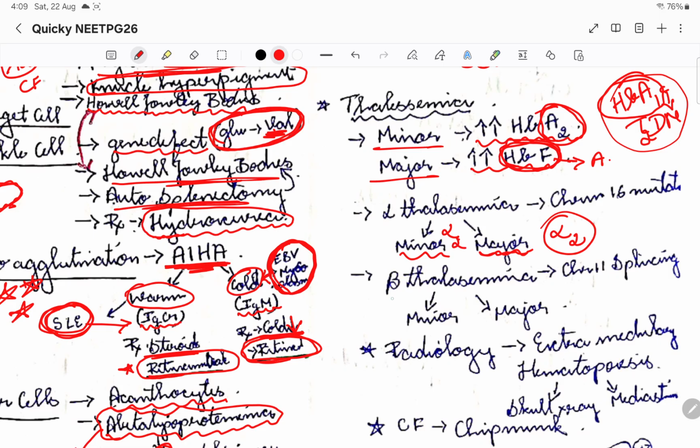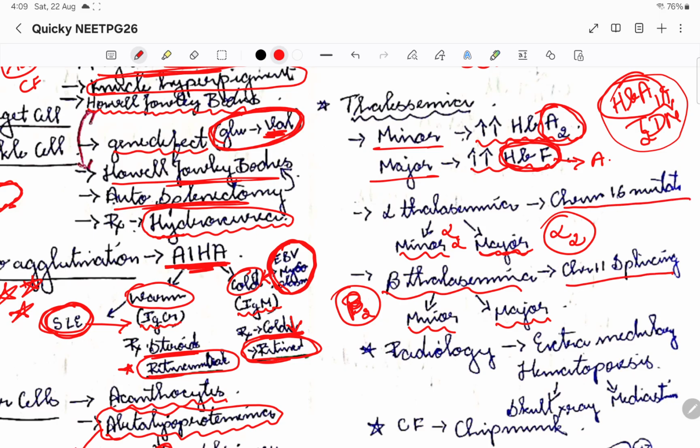Okay, that's it. Then beta thalassemia is where the beta chain is getting affected. Here it is going to be minor and major. So the chromosome involved here is chromosome 16 in alpha thalassemia, whereas chromosome 11 in beta thalassemia.